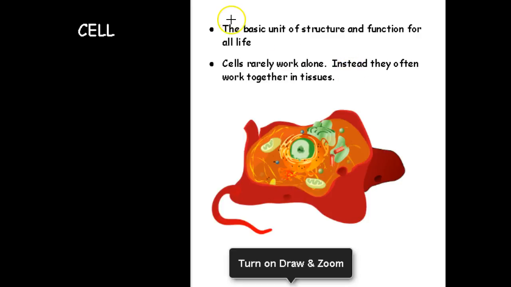So to review, it's important to understand that the cell is the basic unit of our body. It's the basic unit that keeps things going. It helps us produce food, keep energy. Cells in our bodies rarely work alone. Instead, they often work with other tissues to keep us functioning.